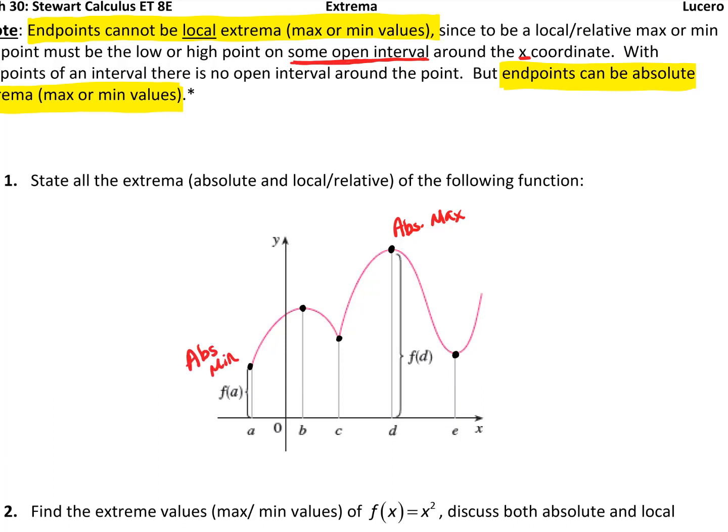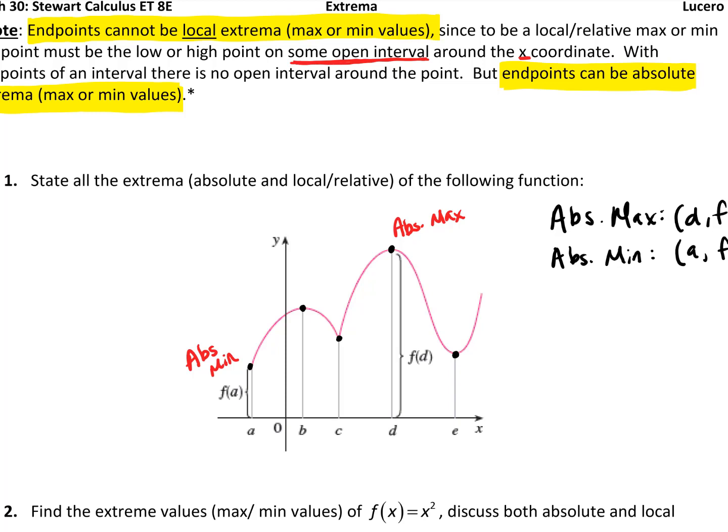So if I'm listing here, I would say that my absolute max is occurring at D, f of D, and my absolute min is occurring at A, f of A. So notice one of those actually was an endpoint of the graph, and the other one was a point just within the domain. So D was just a point within the domain.